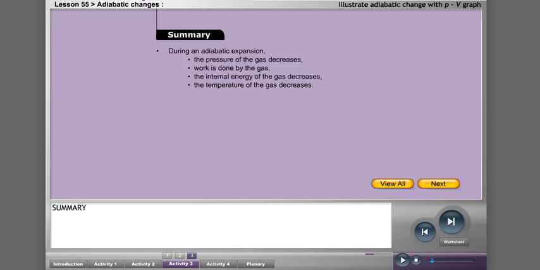Summary. During an adiabatic expansion, the pressure of the gas decreases. Work is done by the gas. The internal energy of the gas decreases. The temperature of the gas decreases.